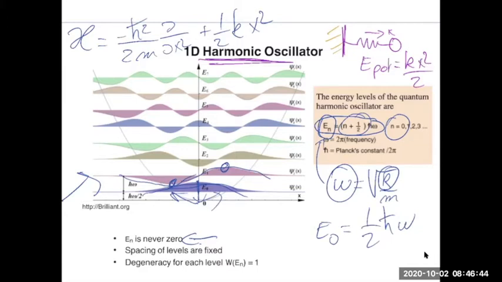Unlike in the particle in a box, the spacing between the energy levels here is fixed. It's the same quantum every time. The reason is that you have n here as the quantum number, whereas before we had n squared. So we had unequal spacing. Okay.